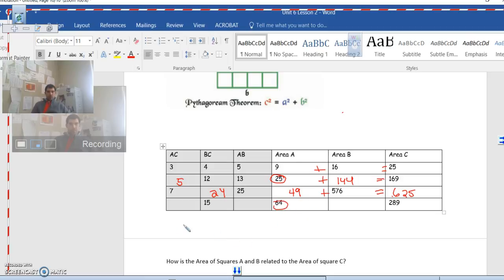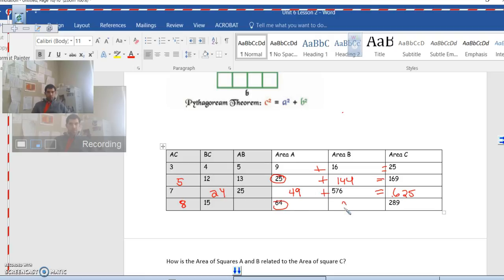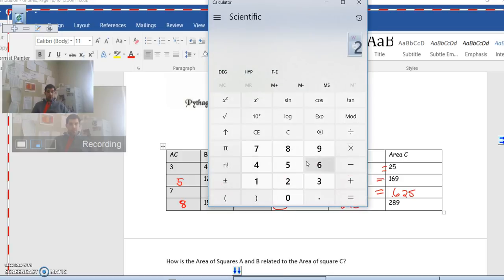So if this area is 64, that means the side length, the square root of that, is 8. If this is 15, then the area of that is 15 times 15, which gives us an area of 225. You add them together and we get 289. The square root of 289 is, oops, I typed something wrong. Square root of 289 is 17.